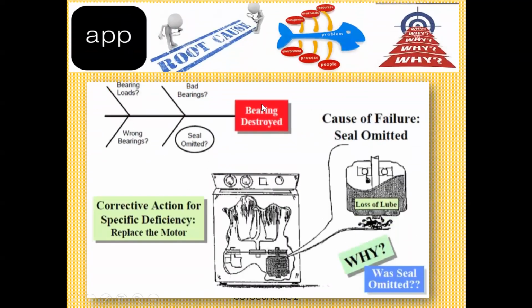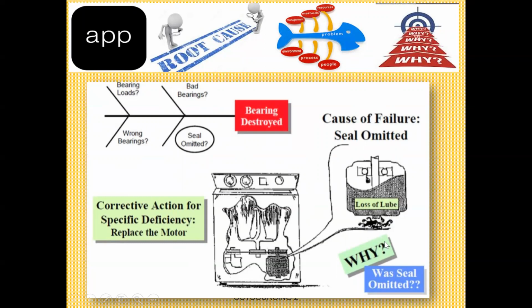So damaged shaft, probably the bearings are destroyed. So bad bearings, bearing loads, wrong bearings, or omitted seal. So probably the seal is omitted. Why was the seal omitted, you might ask? So the bearing is destroyed, so there is shock. So corrective action for the specific deficiency: replace the motor.